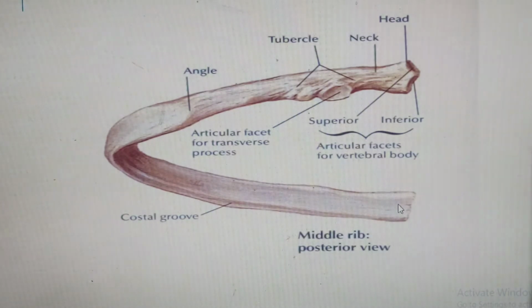Now one key thing is that at the internal aspect of the inferior border there's a groove over here, and this groove is what we call the costal groove. This costal groove will admit the neurovascular structures that we find in the intercostal space, the thoracic neurovascular bundle, plane.